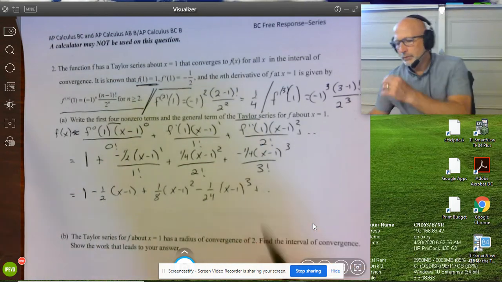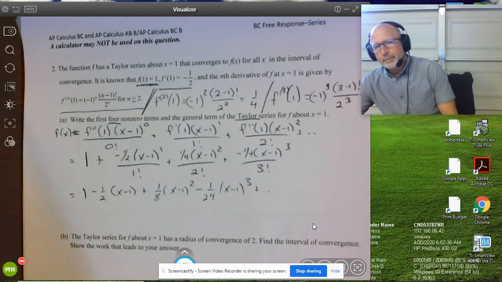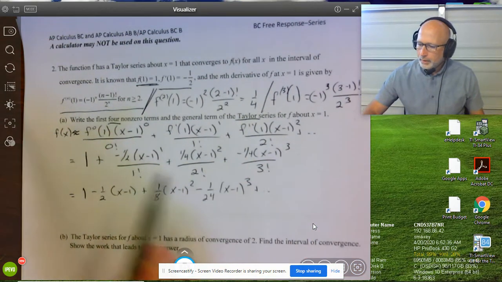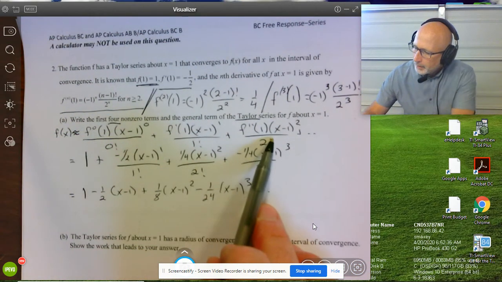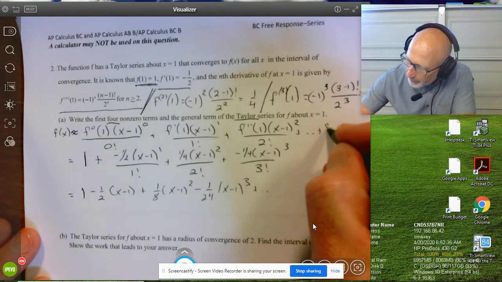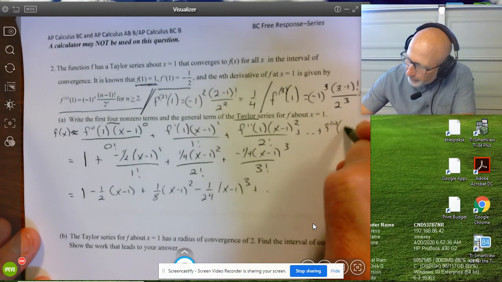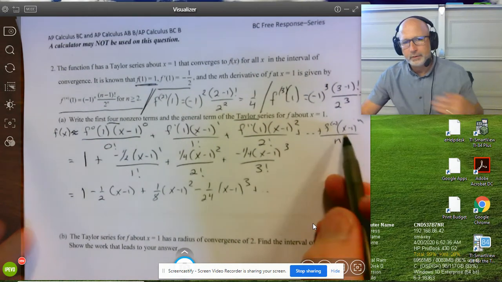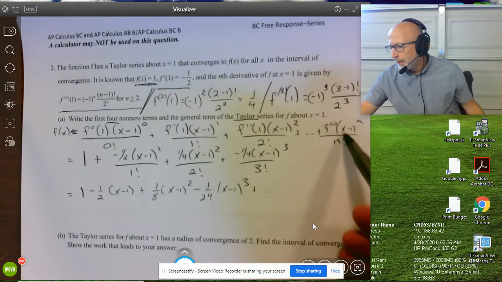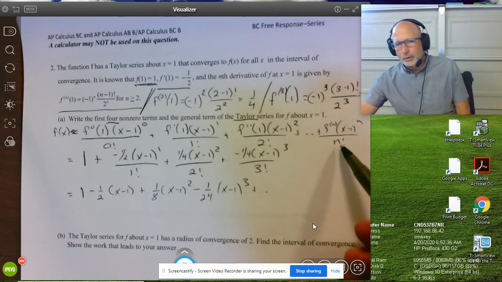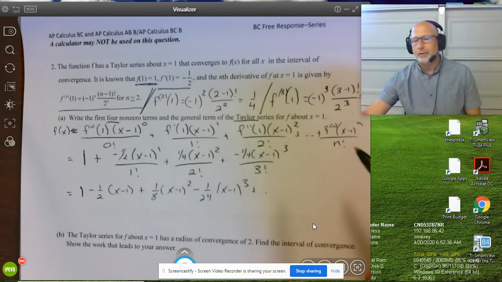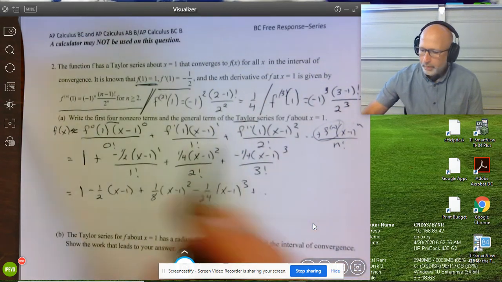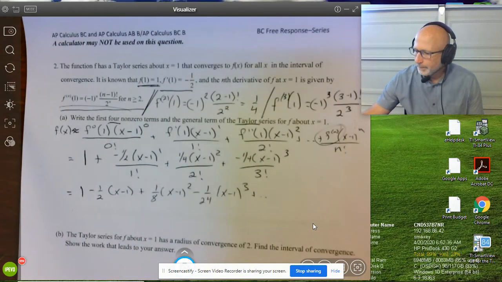Okay. Now, I also do need to include the general term there. How in the world are you going to do that? So the key to doing the general term is looking off of this formula. The general term is going to be the nth derivative times x minus 1 to the power of n all over n factorial. Now, I can just leave x minus 1 to the n power and n factorial alone. What I don't know is the nth derivative, but I do, because it's given by that formula.